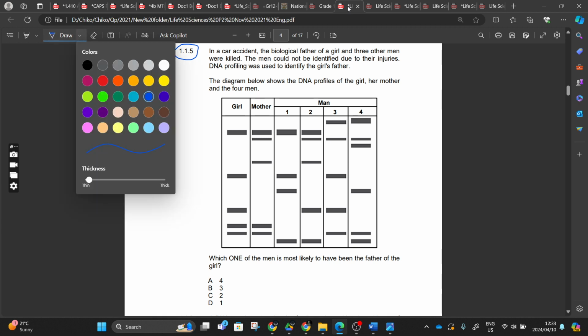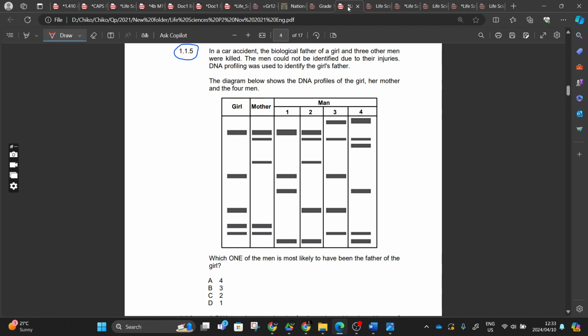So here's our activity today. And then 1.1.5: in a car accident, the biological father of a child and three other men were killed. You still remember that previously, I'm not sure if it was Monday or Tuesday, I did an example of this, using that example of the bus that had an accident going to Moria. You still remember that if we were to identify those people, how were we going to find out who's who, from where, right?